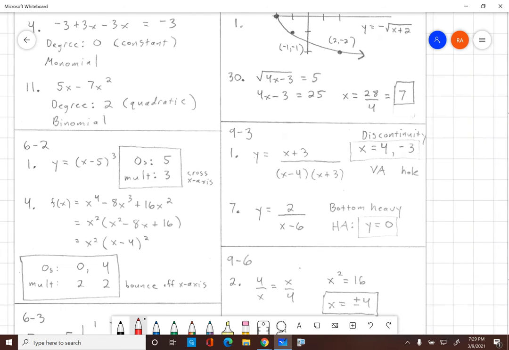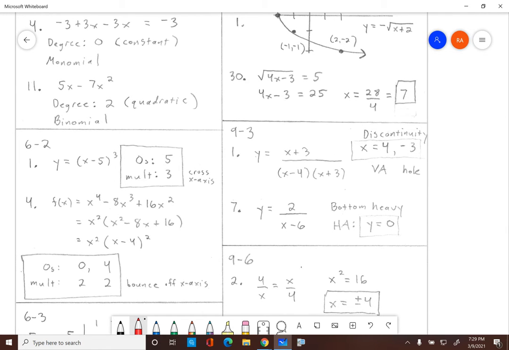6-2. We're looking at zeros and multiplicities. So this cubic function has a 0 of 5 with a multiplicity of 3. Again, multiplicity is, when you're in factored form, the exponent on the root. And when the multiplicity is odd, you're going to cross the x-axis. So x minus 5 cubed crosses the x-axis.